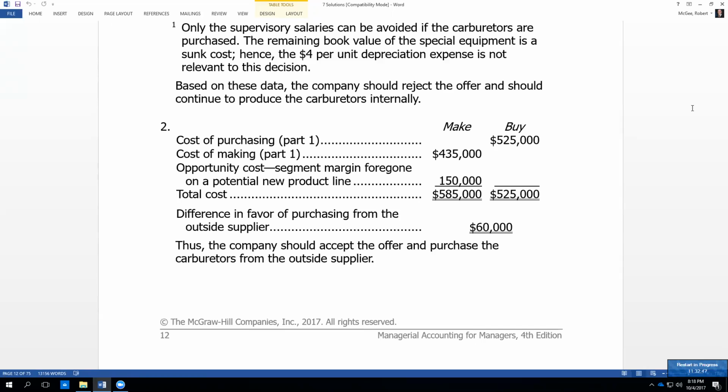So even if they purchase from the outside supplier, which is more expensive, they can more than make up that loss by using the excess capacity, the freed up capacity, to make something else. In this case, because they can make $150,000. Questions? No? Okay.